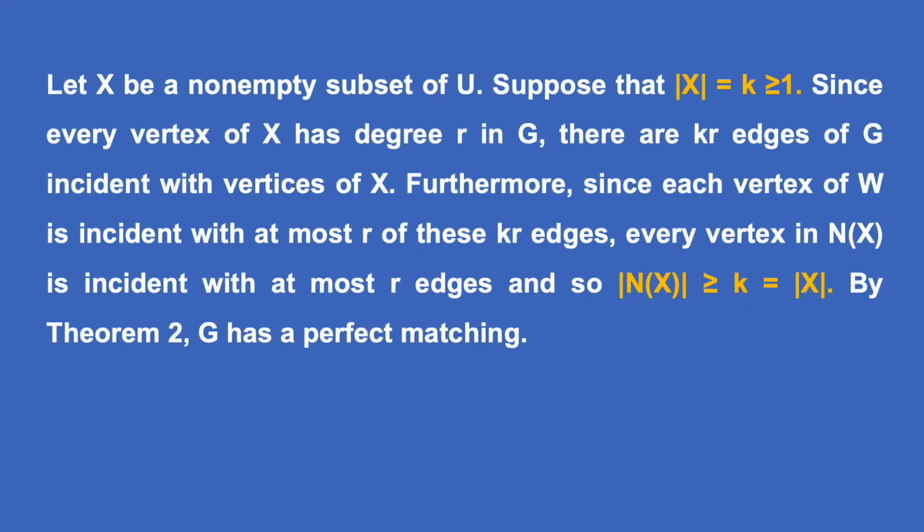Let X be a non-empty subset of U. Suppose that cardinality of X is equal to k, which is greater than or equal to 1. Since every vertex of X has degree r in G, there are kr edges of G incident with vertices of X. Furthermore, since each vertex of W is incident with at most r of these kr edges, every vertex in N of X is incident with at most r edges, and so cardinality of N of X is greater than or equal to k, that is equal to cardinality of X. By the theorem that we already saw, G has a perfect matching.